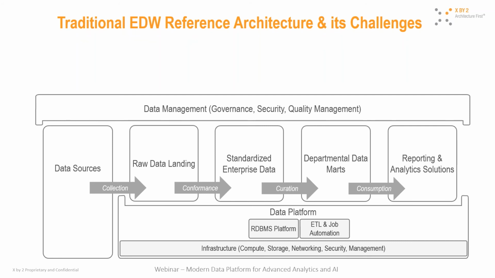That's where we see the underlying infrastructure, the compute, storage, and networking resources. And on top of that rests the software layers with the RDBMS, where the data is persisted, and the ETL and job automation technology that is supposed to allow the data movement through different layers of this architecture. Right.